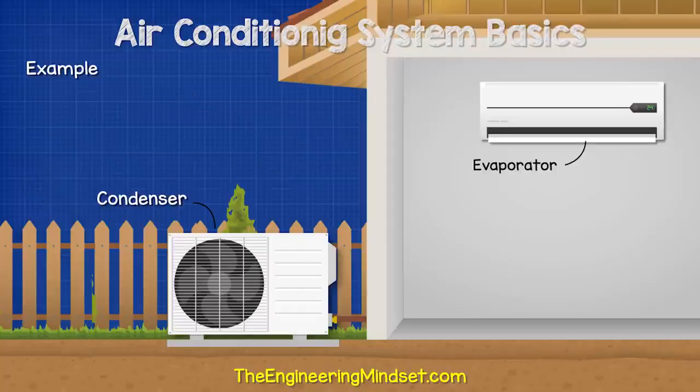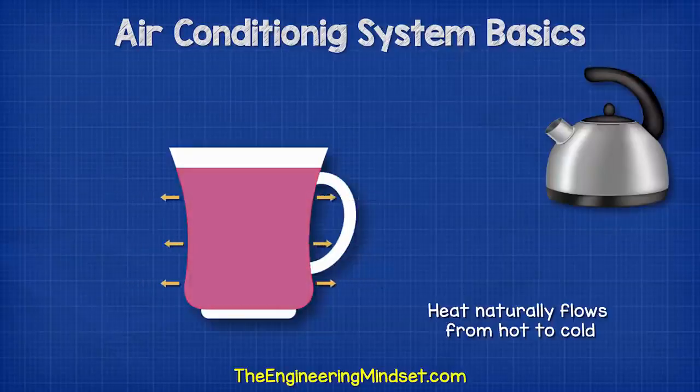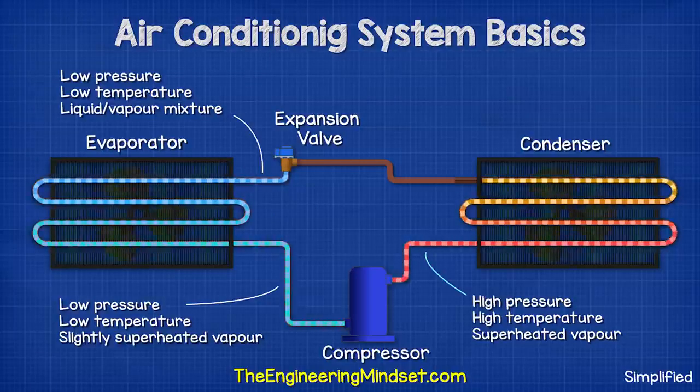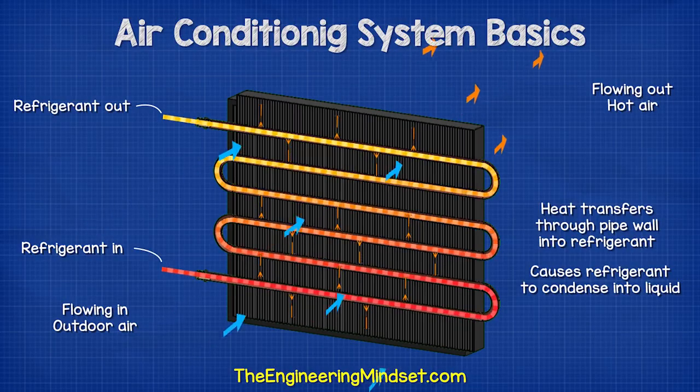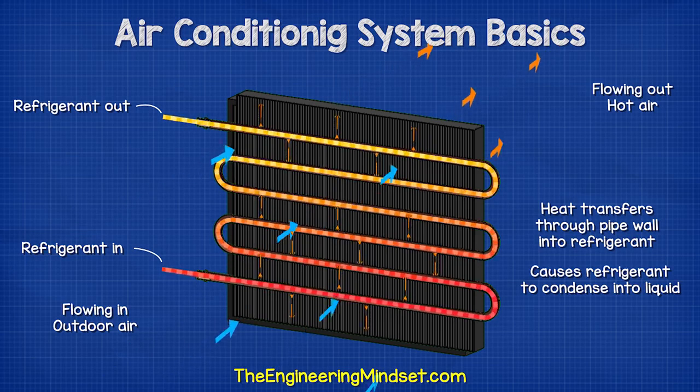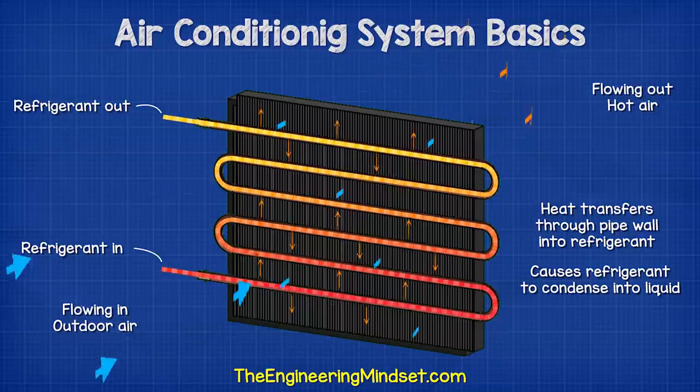The condenser is located outside, and the outside air might be very warm on a summer's day. As heat always flows from hot to cold, we need to ensure that the refrigerant is hotter than the outside air. Otherwise, the unwanted heat will not be able to leave the refrigerant and leave our system. A fan will help to blow ambient air over the condenser to remove this heat. So the outside air is entering warm, picking up heat and leaving hot. As the heat is removed by the air, this causes the refrigerant to condense back into a liquid.